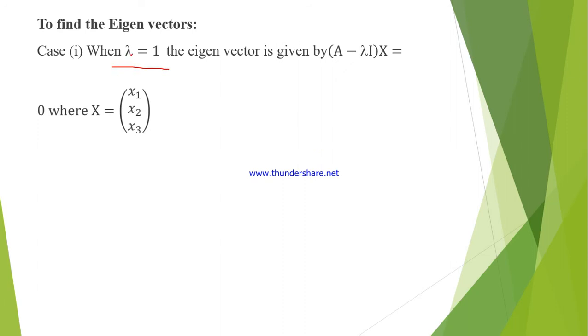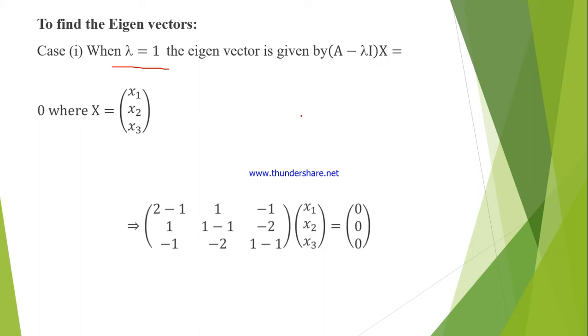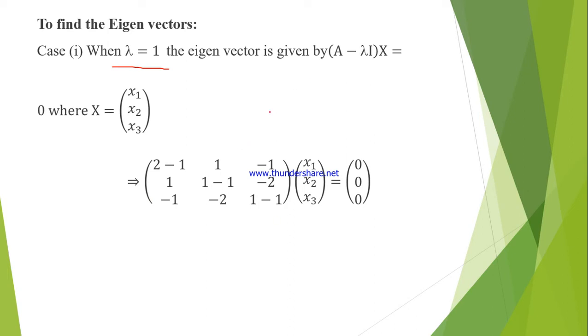First find the eigenvector for the eigenvalue lambda equal to 1. To find the eigenvectors, we have to solve A minus lambda I into x equal to 0. This is the given matrix A, minus lambda into I. I means the identity matrix. The 3 cross 3 identity matrix is 1, 0, 0, 0, 1, 0, 0, 0, 1. So the diagonal elements are 1, 1, 1. We have to subtract this 1 from the diagonal elements. So 2 minus 1, 1 minus 1, 1 minus 1. Remaining elements are the same as in the given matrix A.